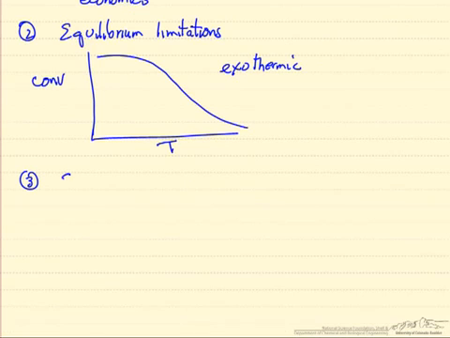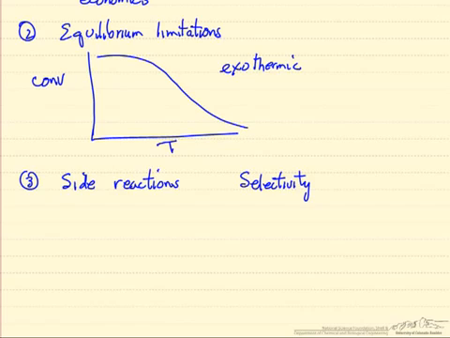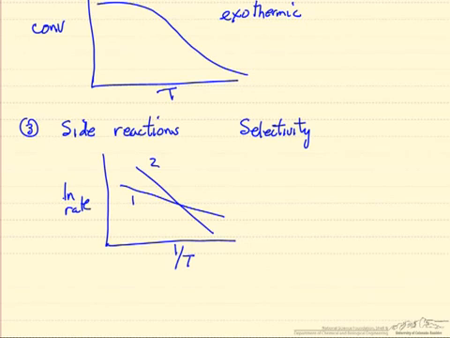The third thing that is affected by temperature is the presence of side reactions. Most chemical reactions have multiple reactions taking place, and so selectivity is really critical. Sometimes it really governs the overall process. So I plotted log of rate versus inverse temperature. With this exponential dependence, we expect straight lines.